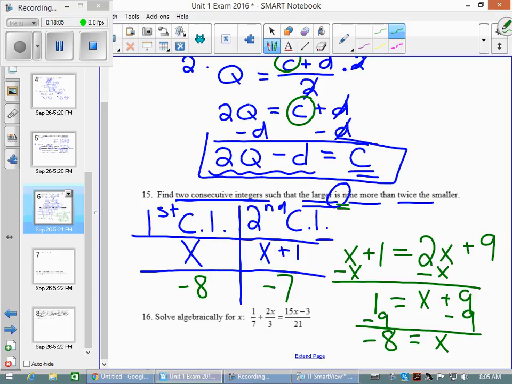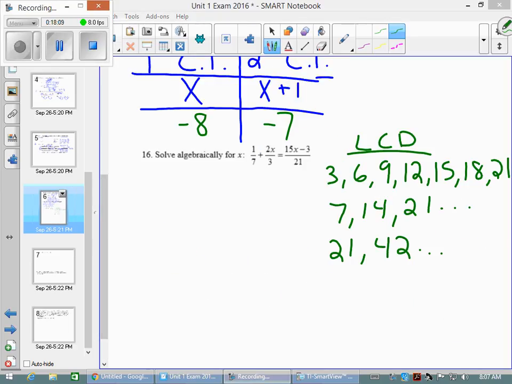So number 16 asks us to solve algebraically for x. If we look at this, we do have some fractions going on. So the first thing we want to do is look for our LCD. I wrote out all of my multiples of 3, 7, and 21, which are my denominators, and I want to find the least common denominator out of all of these. If I list out the multiples, I see that the least common denominator they all have in common is 21. So my LCD is 21.